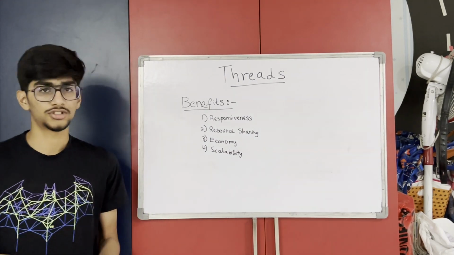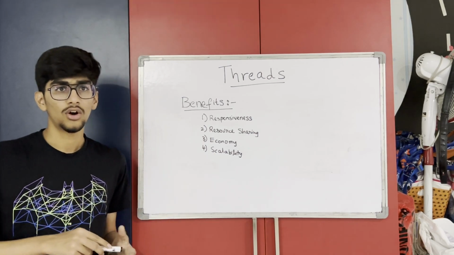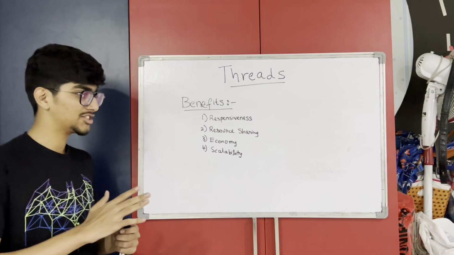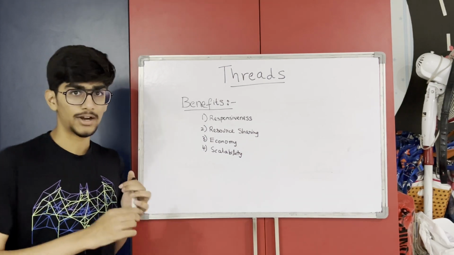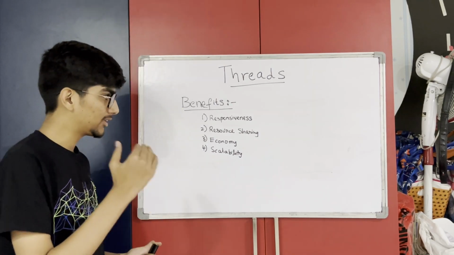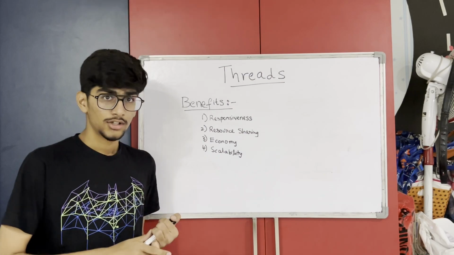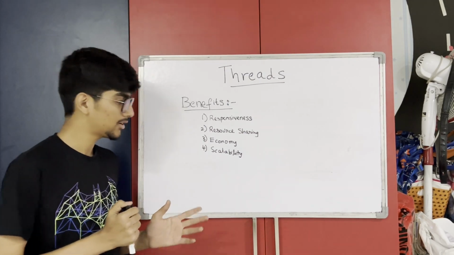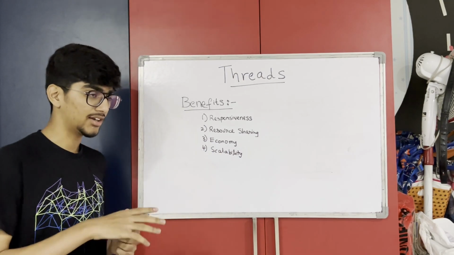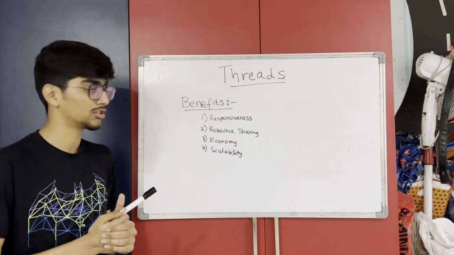Now coming to resource sharing. Processes can only communicate with each other through shared memory or message passing. Now these two features must be explicitly defined by the programmer. But when it comes to threading, multiple threads of the same process share data and memory by default. So the benefit of shared memory is that an application can have multiple different threads running in the same address space. So that is the key benefit, resource sharing.